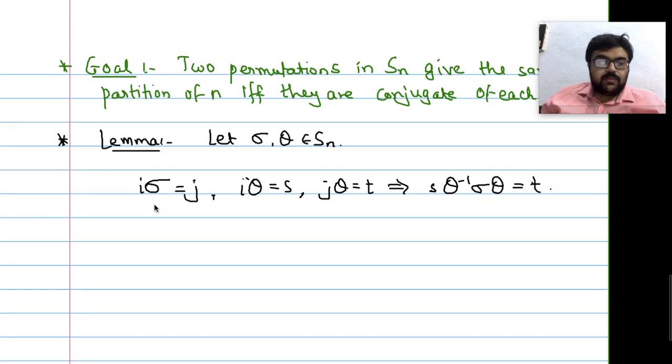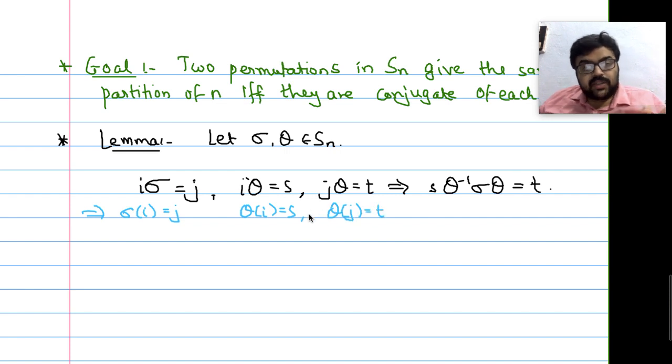So what is meant by this? Equivalently, this means sigma of i equals j, theta of i equals s, and theta of j equals t, written in Herstein notation, right? And theta inverse sigma theta of s, so we can write it like this, right? Theta sigma, yes.